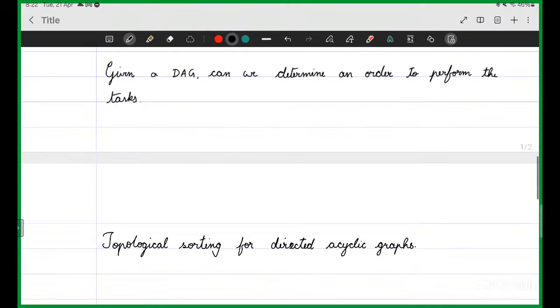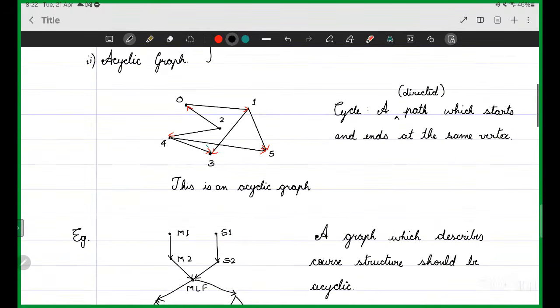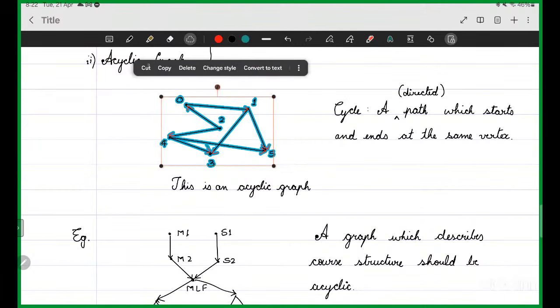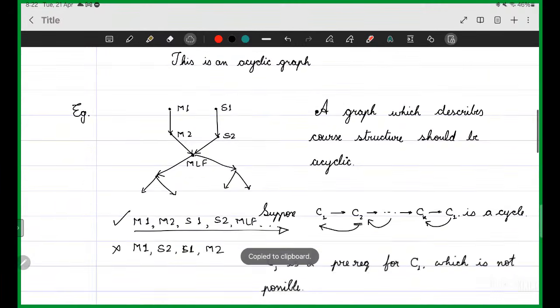So let's take this example itself. Let's try to topologically sort. Sir, I actually missed the last part which you just mentioned about the topological graph. Could you just explain it in one sentence?